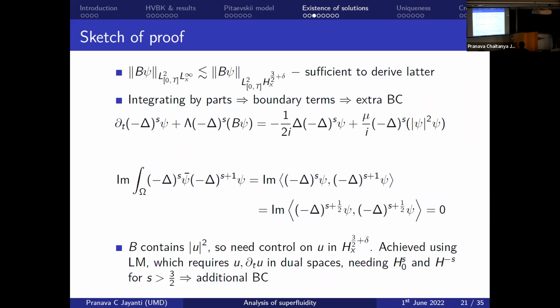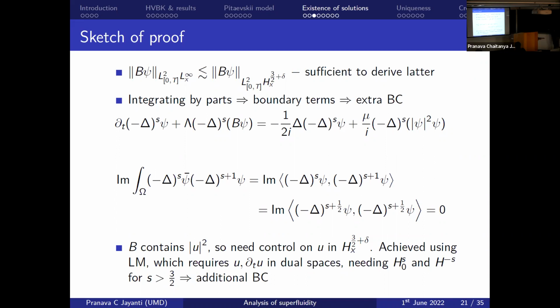Okay. Now, similarly, if we're going to control B in this space, H 3/2 plus a little, because B contains U and U squared in the coupling, we need to control U also in the same space, H 3/2 plus a little bit. And the estimates in Kim's work are not sufficient to give us these bounds here. We don't get L2 bounds, we get L4 bounds in time. So that's not enough for us. So we approach this differently.